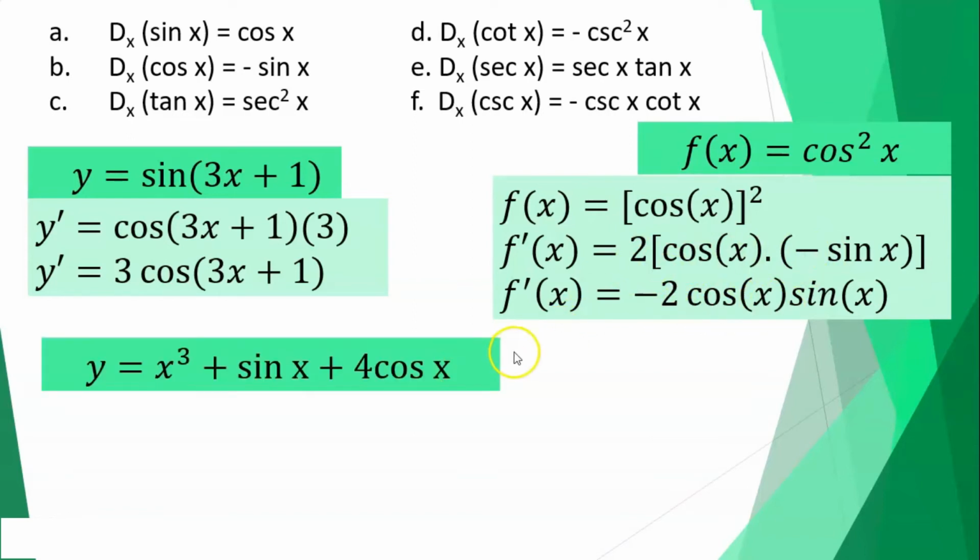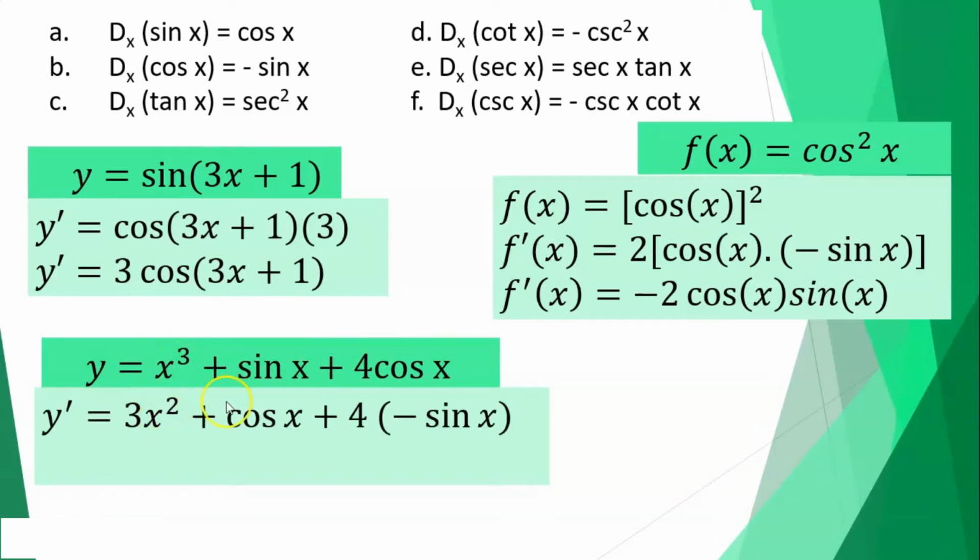Another example. We have here 3 terms: x cubed plus sine x plus 4 cosine x. Get its derivative. First, the derivative of x cubed is 3x squared. Derivative of sine x is cosine x, plus 4 times, again, the derivative of cosine x, which is negative sine x. Simplifying this, positive times negative, so minus 4 sine x.